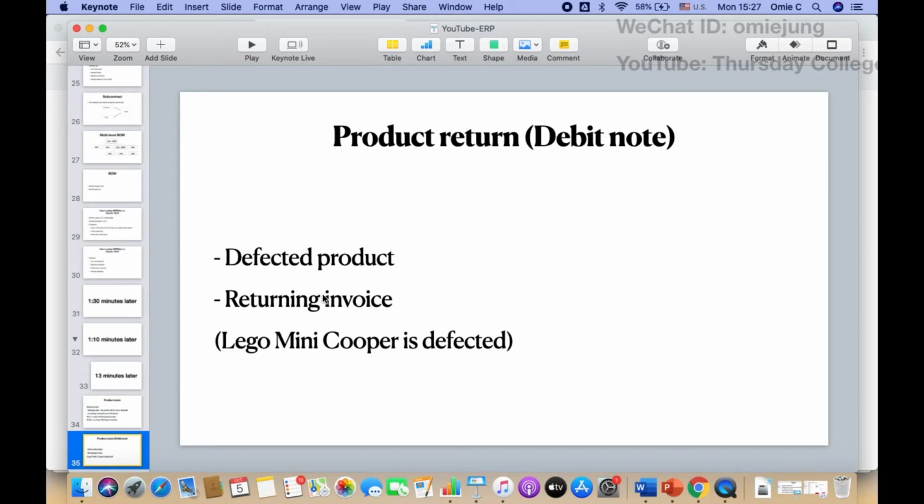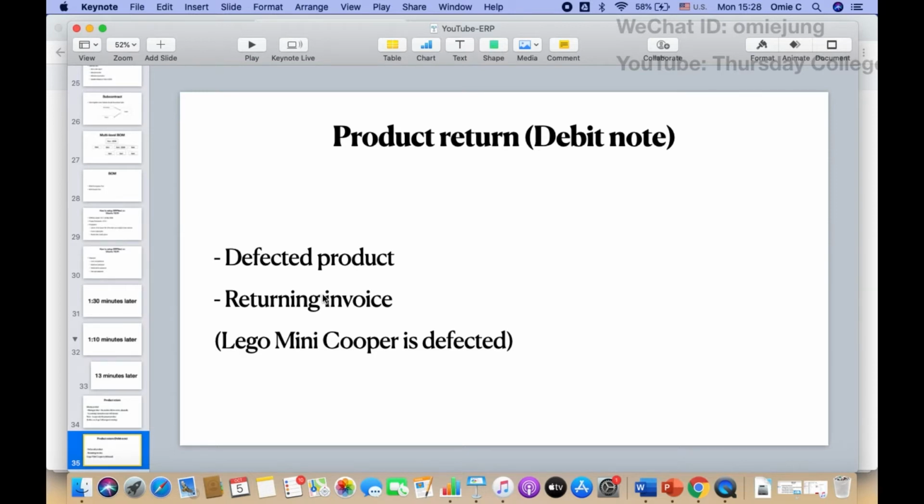Actually when you return, you can make a phone call to the supplier saying please return the money to me, and so on. But most of the time we don't do it. Most of the time what we do is return the product to the supplier and then do the debit note. It means next time when we purchase from the supplier, we just reduce the price, the money we need to pay.